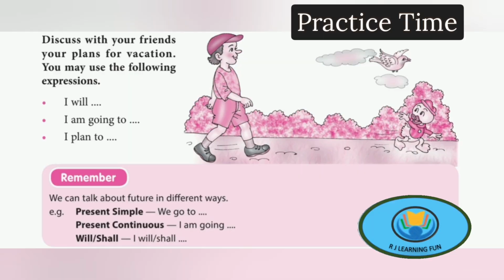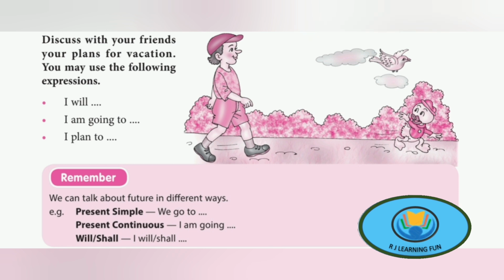Now you discuss with your friends your plans for vacation. You may use the following expressions: I will, using the simple future tense; I'm going to, using the present continuous tense; and I plan to, using the simple present tense.